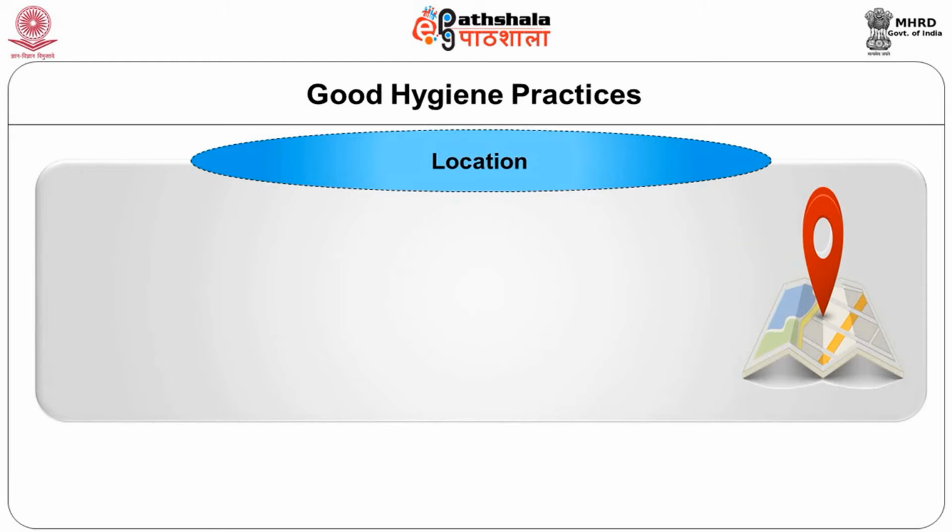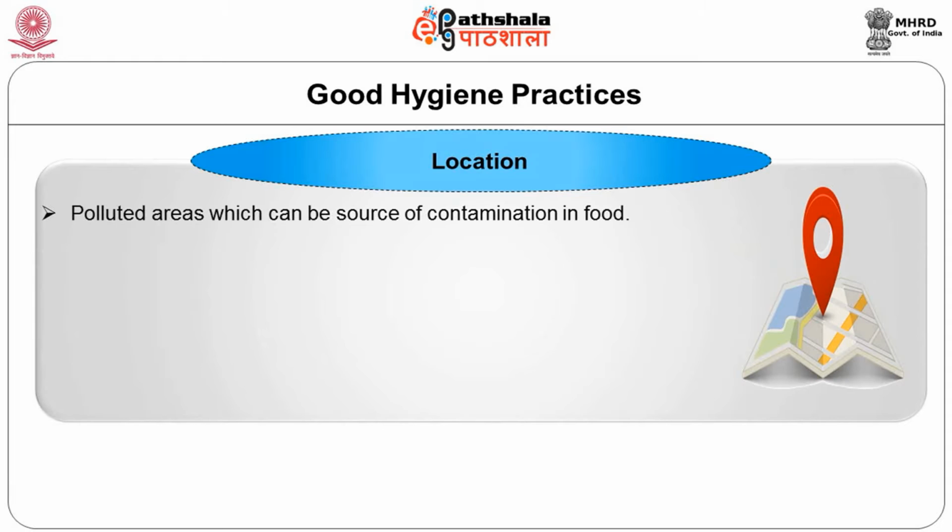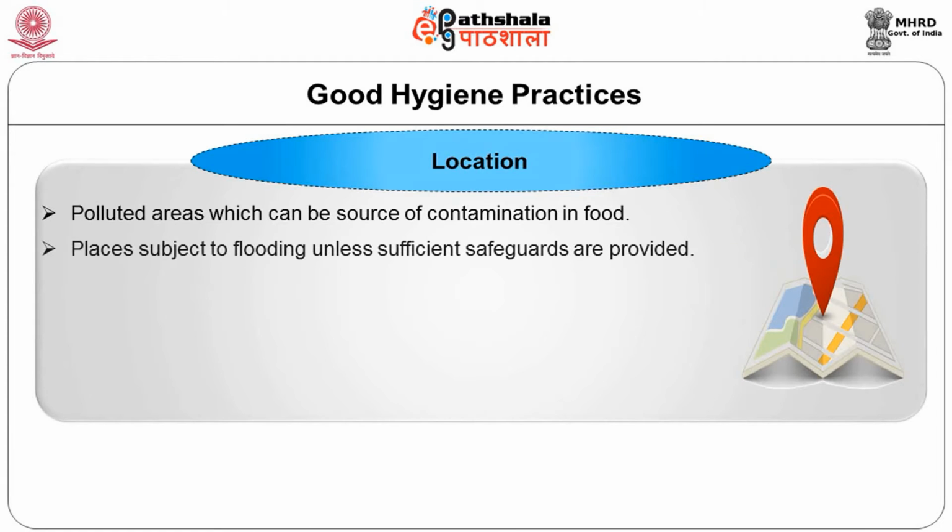If the processing unit itself is situated or located in a polluted area, then it becomes a source of contamination in food. And we also have to see that places subject to flooding, unless sufficient safeguards are provided, should not be used as a place for processing food. Also avoid places prone to infestation of pests. In some areas, because of pollution or other things, pests may be more numerous, so we have to be very careful. We should have a proper location for that.